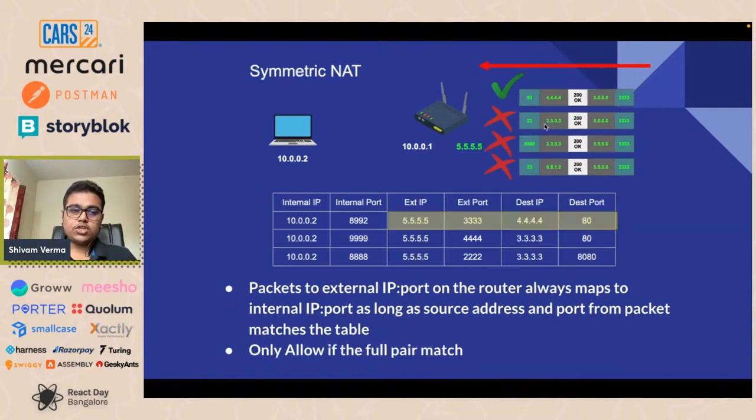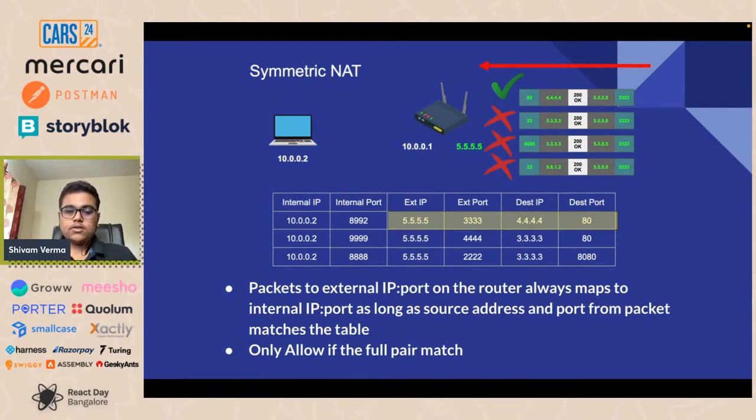Now the most secure comes the symmetric NAT. So what symmetric NAT does is, symmetric NAT checks the full pair. So this should be the destination and this port number which I have interacted with before, but also this should be my source which was there, it should be my IP address and this port number only. So it checks the full pair and then only it lets it pass through. So that is symmetric NAT. It's the most secure one among all the NATs.